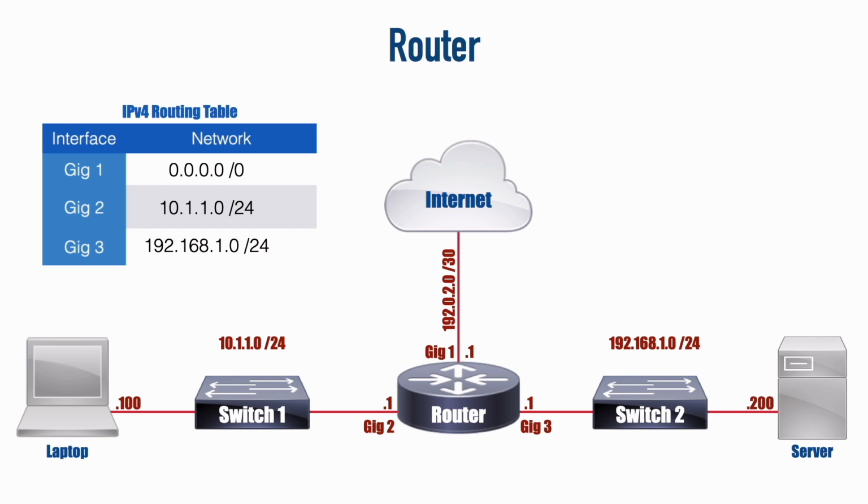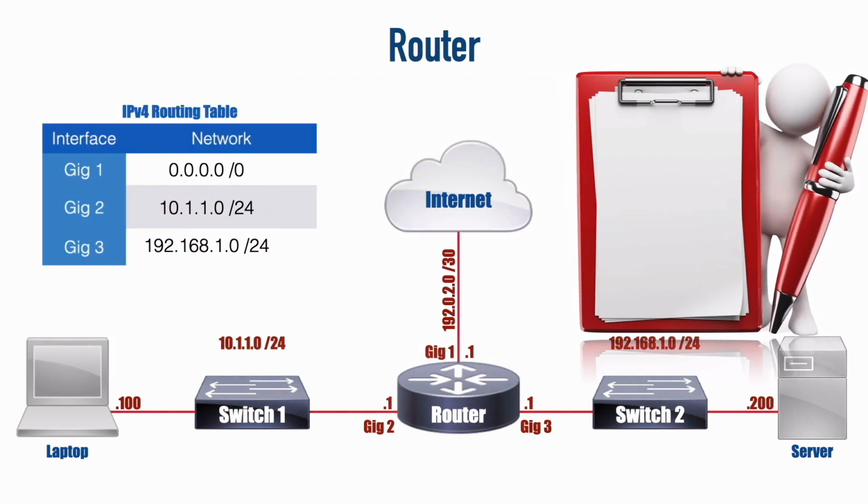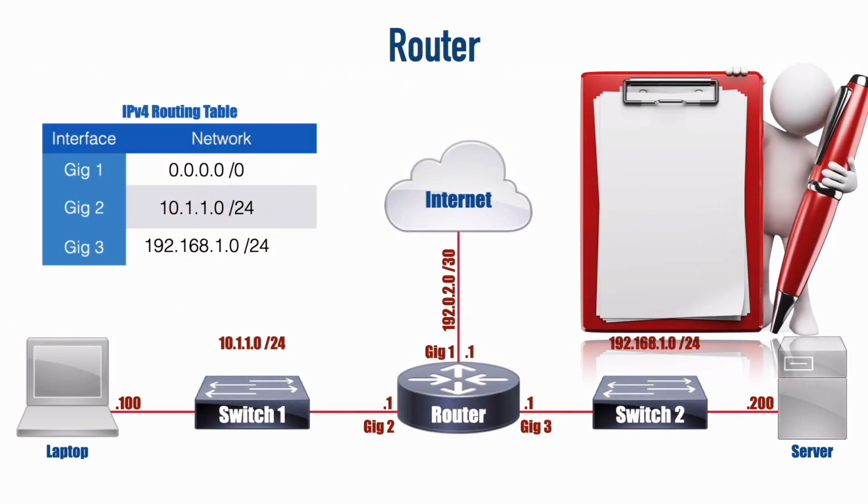But that brings up the question, how does the router get its routing table populated? There are a few different ways. The router may be directly connected to a network. That's a way for it to know that this network lives here.